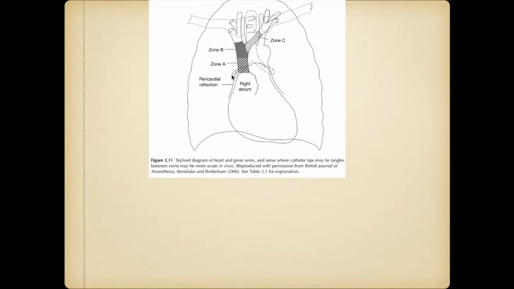So among these 3 zones, the most ideal one is actually zone A. So this is in the SVC. Kenapa zone A? There are a few factors why this is the ideal tip position. It is because this is the venous site with the largest diameter, just before the right atrium. The diameter is important because we don't want to land it in zone C, because the diameter there is quite small.